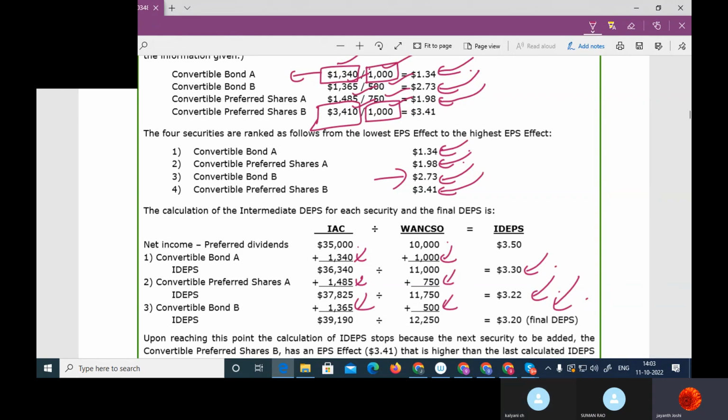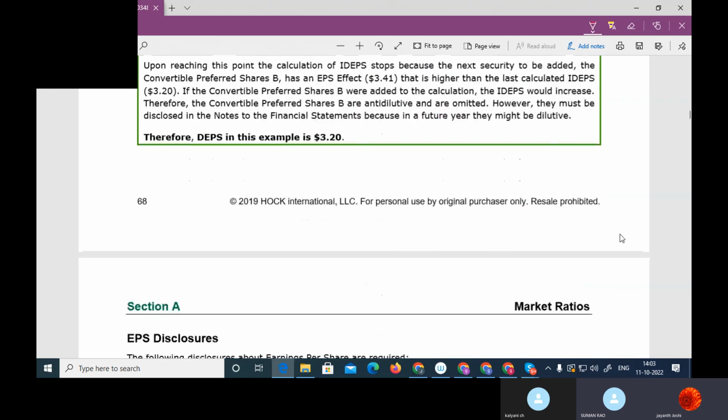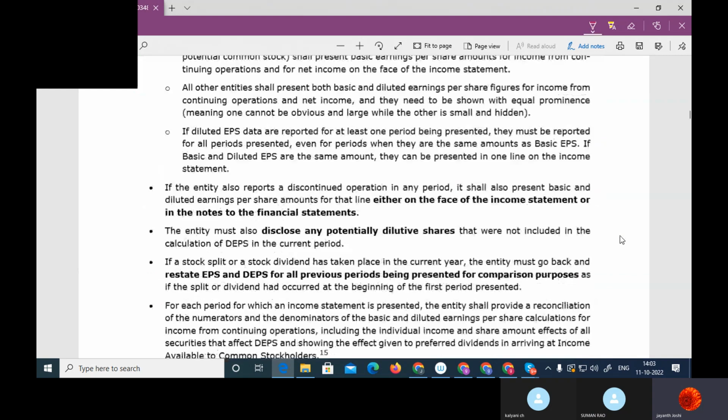Madam, your voice is not audible, madam. Sorry to say. What we are trying to say is, in every question we'll have the information regarding the convertible bond and shares. How can you figure out the amount? You can't do that question without the information.